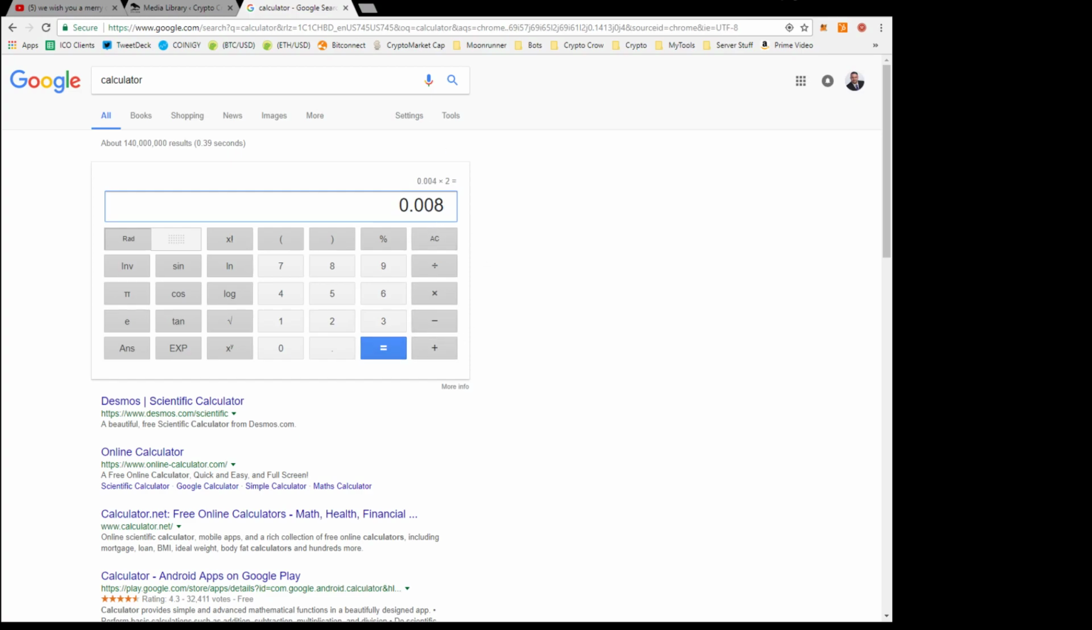Okay, so at 0.008, if you multiply that times 4, that's 0.032. That's almost the total budget. That's almost your total budget minus the other 3 original coin purchases you're going to make. So this maxes out that 0.035 budget. All right. Does that make sense?